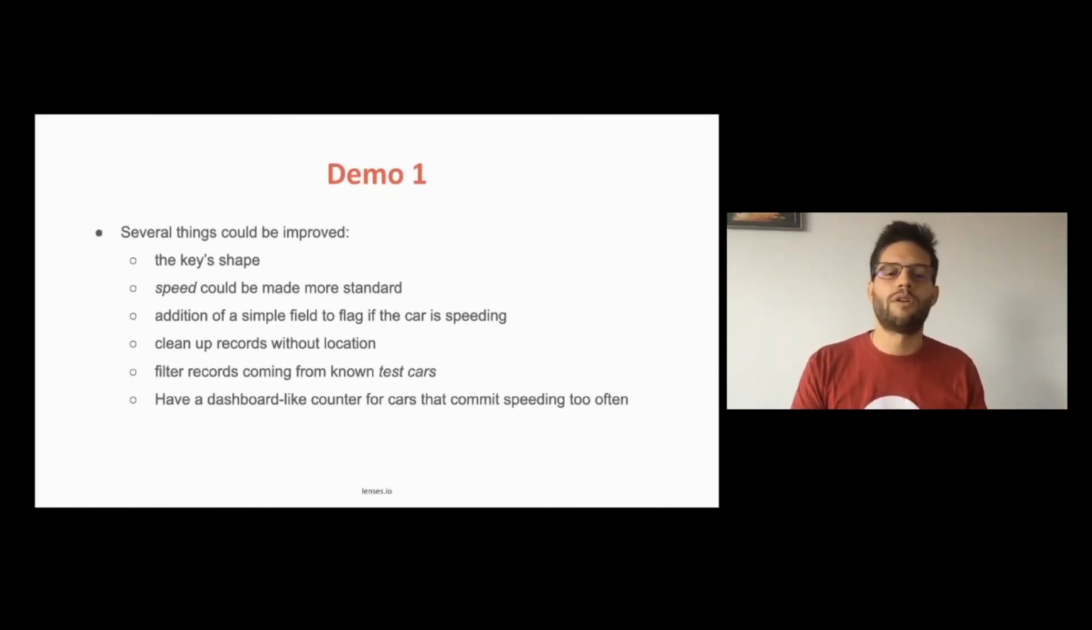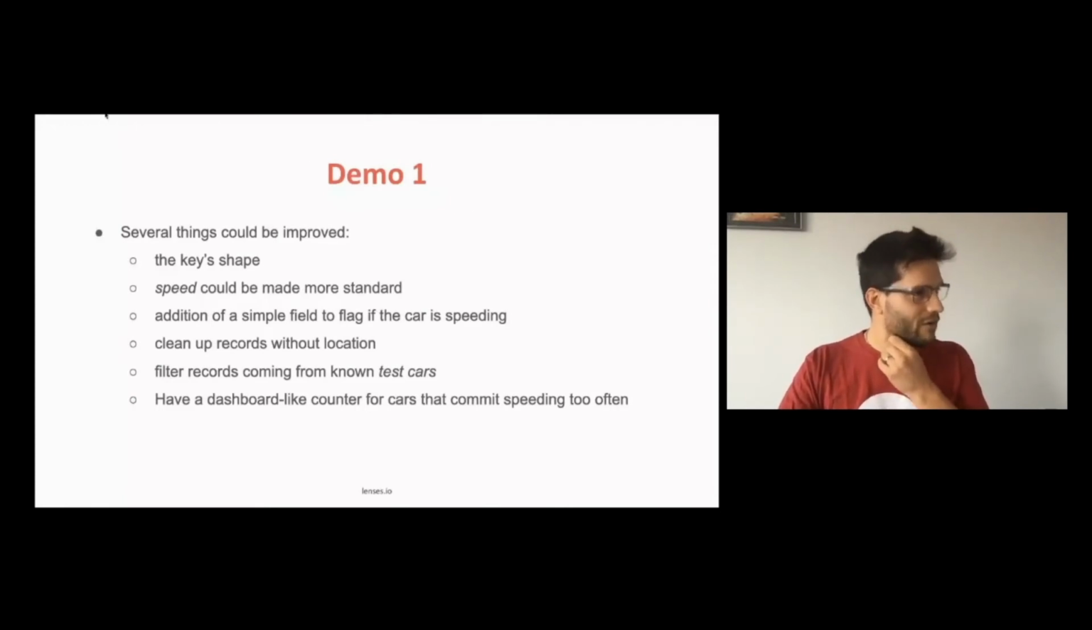Finally, we might want to have something like a dashboard-like counter, because cars that speed too often are offenders, and we need to be very careful. Why would a specific car go that fast that many times? So we might have a threshold, and we want to keep an eye on cars going beyond that threshold, right?